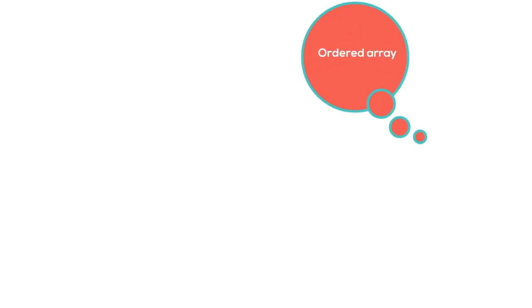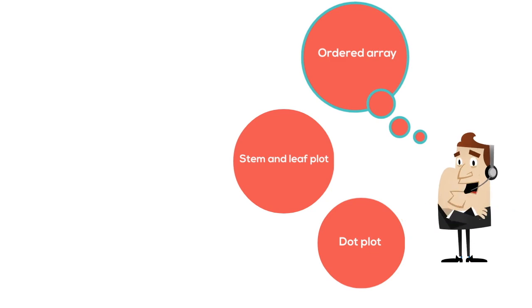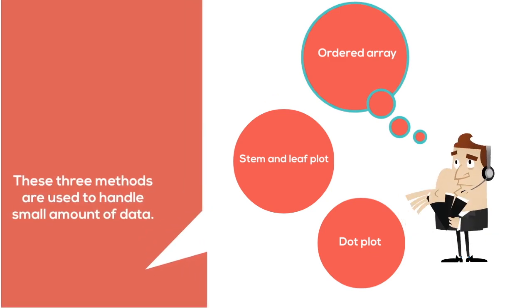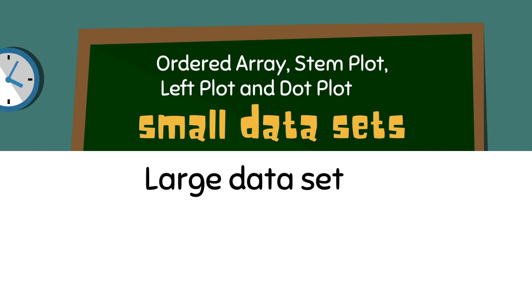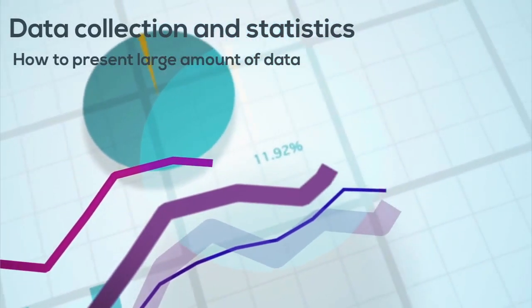In the last session, we discussed some of the methods to present numerical data such as ordered array, stem plot, leaf plot, and dot plot. These three methods are used for relatively small data sets. When the dataset is large, we can use other methods to present the data. This video will discuss three ways to present the data.